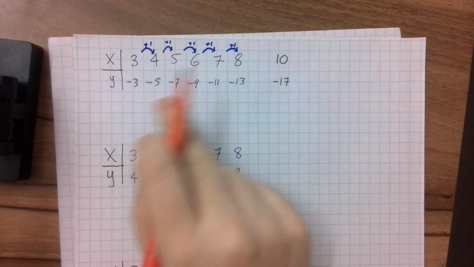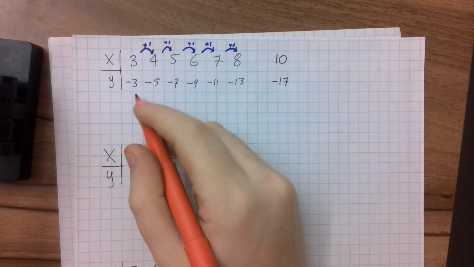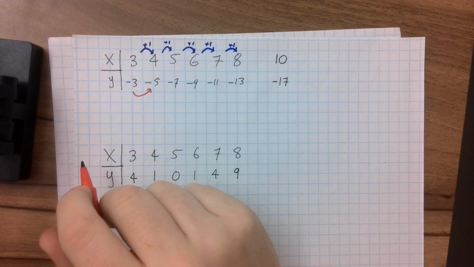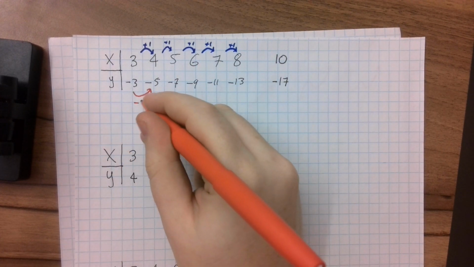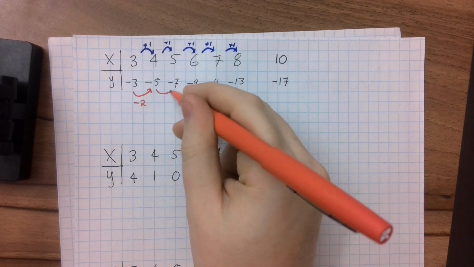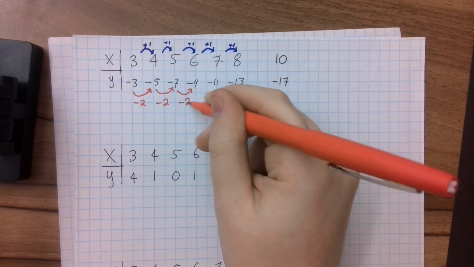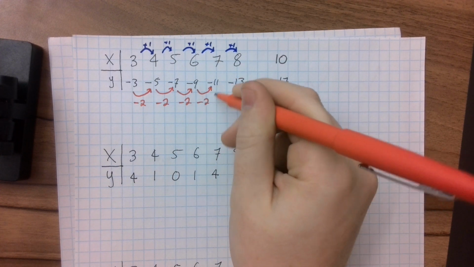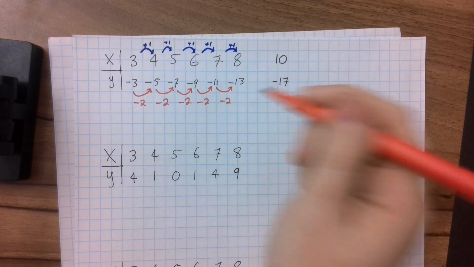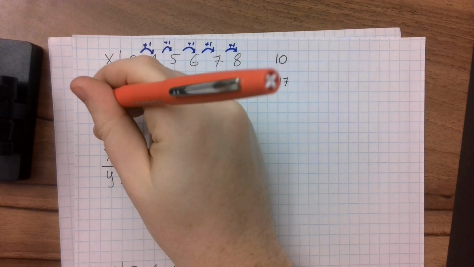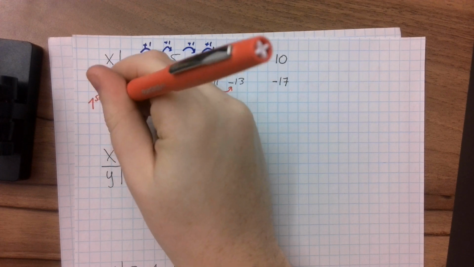Let's take a look at these patterns, though. I start at negative 3, and I go to negative 5. So how much is that changing by? Well, this goes down 2, negative 2. And I go from negative 5 to negative 7, it's negative 2. And negative 2 here, and negative 2 here, and minus another 2 here. We start to see a pattern emerge. This is called the first difference.